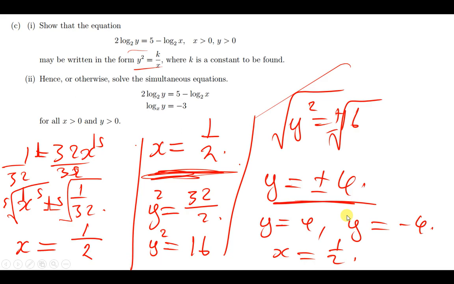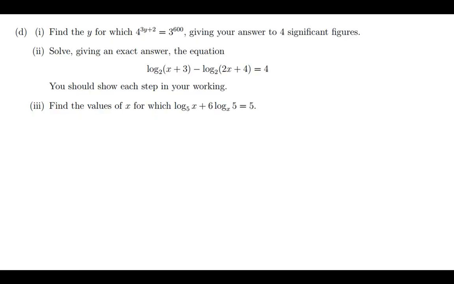Let's see if we have another question. Alright, we have this question here, which is also very simple and straightforward. Let us see how we can solve this. So the question is: find the y of which this is equal to that, giving your answer to 4 significant figures. And then this one is solved giving an exact answer. So this one is straightforward.